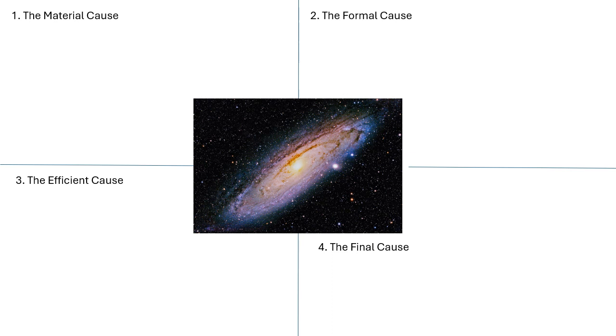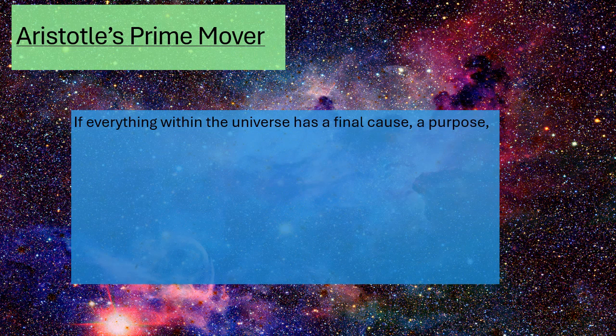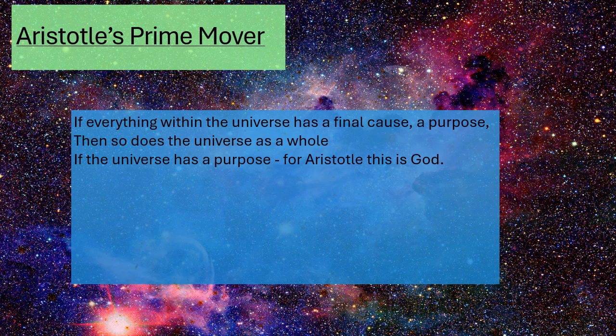Now, he does have an explanation for it: the material cause, the formal cause, the efficient cause, and the final cause of the universe. And it's something we're going to dig into now, particularly focusing on the efficient cause and the final cause, the maker, the outside force, the external agency of the universe, and the purpose to it. And for that, Aristotle explains, is the prime mover, something called the prime mover. If everything within the universe has a final cause, a purpose, then so does the universe as a whole. This is Aristotle's logic. If the universe has a purpose, for Aristotle, the purpose of the universe is God.